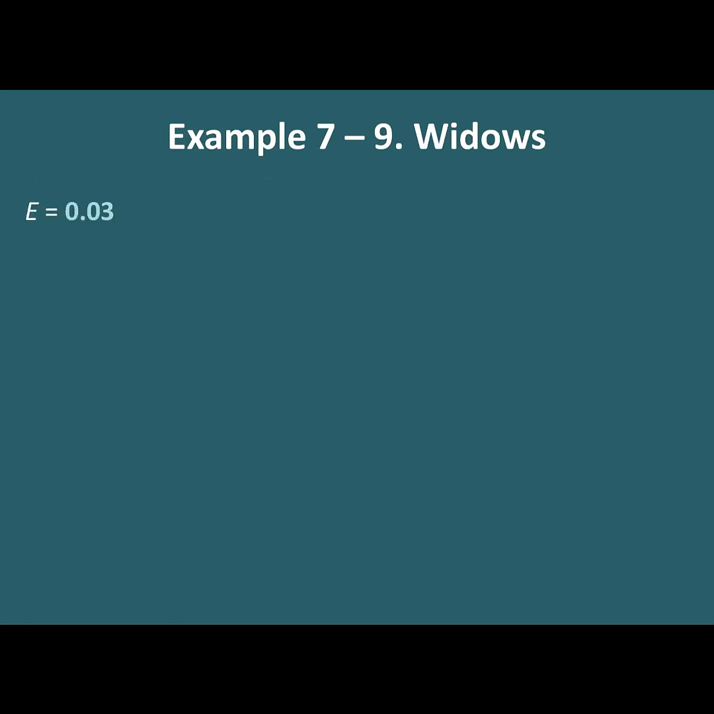Also, they already gave us E as 0.03. That is our margin of error. Once again, alpha is going to be 1 minus 0.95, we get 0.05. So dividing 0.05 by 2, we get 0.025. Then looking it up on the table, you'll see that our critical value is 1.96, very similar to the previous example.